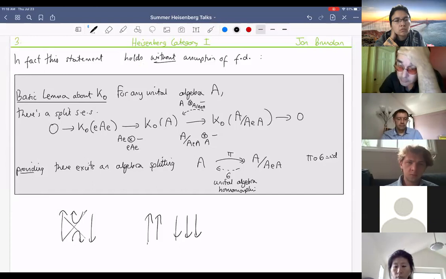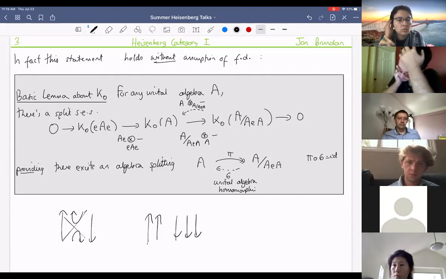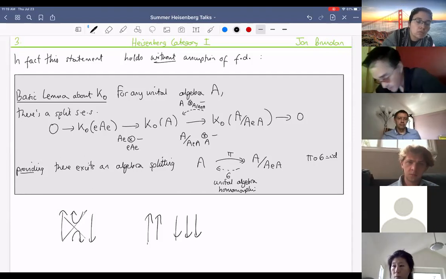Okay, and is this condition the same thing as saying that if you think about A mod AEA as a bimodule, then it's a projective bimodule? Or sorry, it's projective on the left and right or something? I'm not sure right now. Okay. I mean, there's probably some relation, but I would need to.